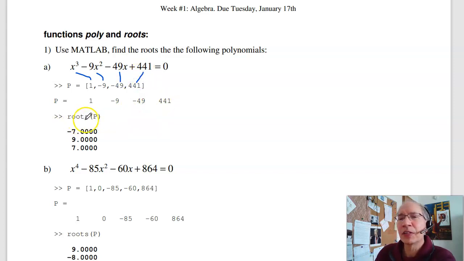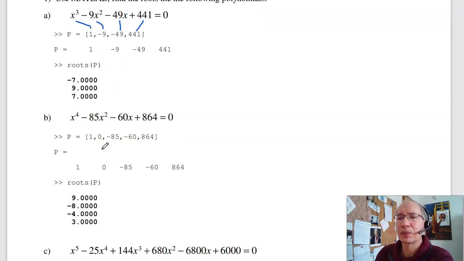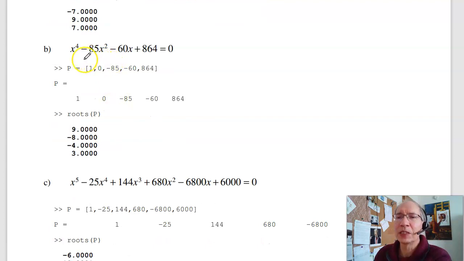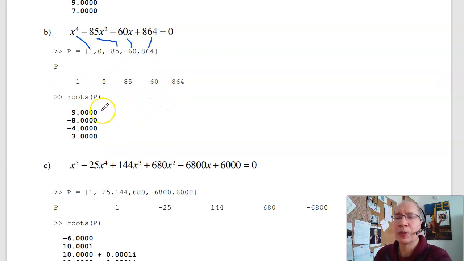If I then find out what are the roots of that polynomial, again, this matrix represents a polynomial, it tells you the answer. This has roots at minus 7, plus 9, and plus 7. Second example, this polynomial would be 1x to the fourth, 0x cubed, 85x squared, minus 60x plus 864. Find the roots to that polynomial, and here's your answers.